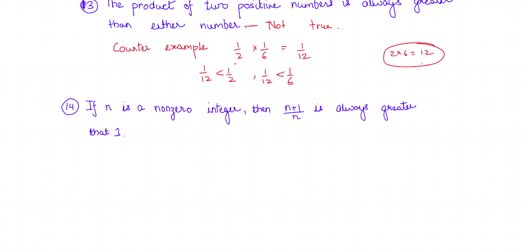This is a question given that if n is a non-zero integer, then n plus 1 over n is always greater than 1. We can check for some number, like n equal to 2, and we see that 2 plus 1 over 2 is 3/2, which is greater than 1. But we have to find a counterexample. So let's see.